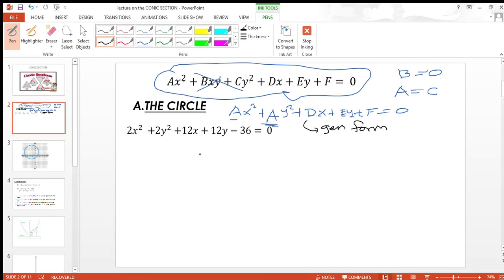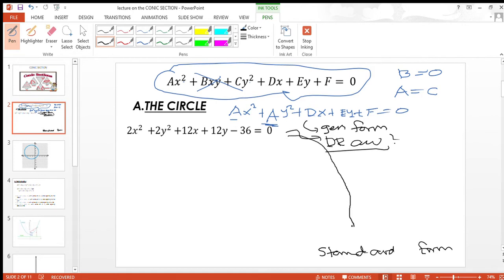From the general form, we can transform this to another equation, which will be called the standard form. And what's the significance of the standard form? The standard form of the circle will tell us some details of the circle. So for example, if we are given this equation, and let's say we are instructed to draw this circle, the best way to draw this circle is by simply reducing this equation to the standard form.